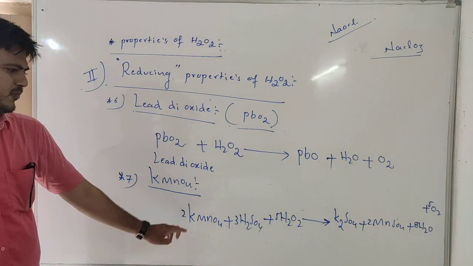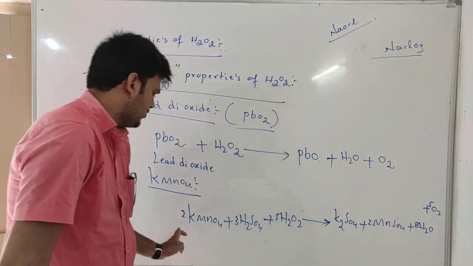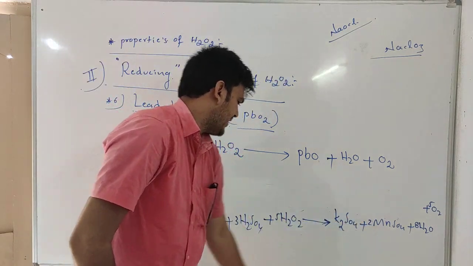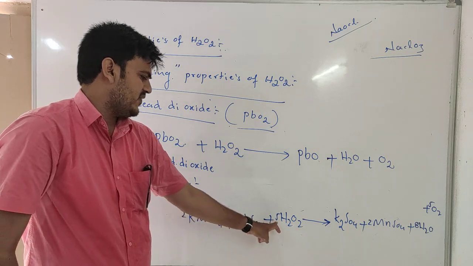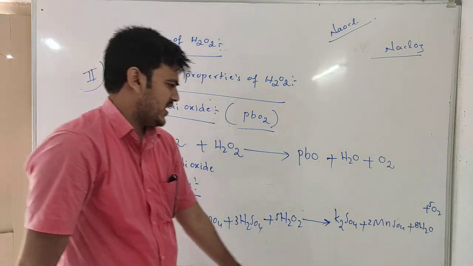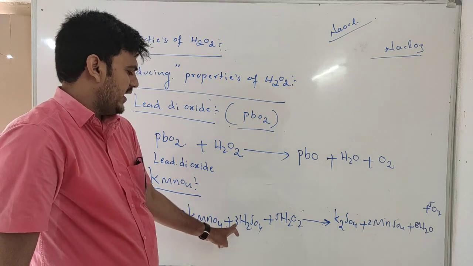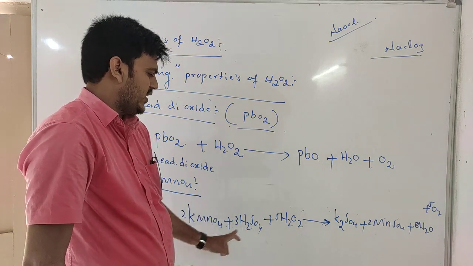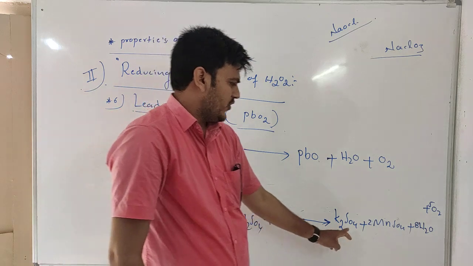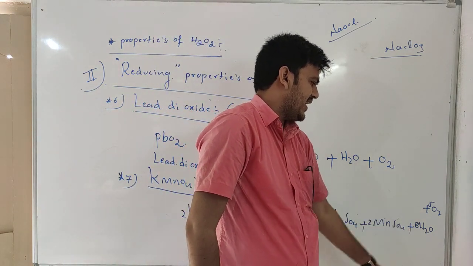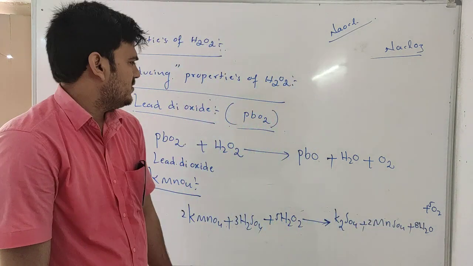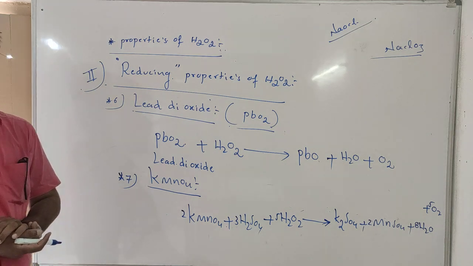Okay? So 2 moles of potassium, 2 moles of manganese. Next, 3 into 2, 6; 5 into 2, 10. So 16 hydrogen atoms, 8 into 2, 16. Oxygen atoms: 2 into 4, 8; 3 into 4, 12; 12 plus 8, 20; 20 plus 10, 30. So this is the reducing property of hydrogen peroxide.